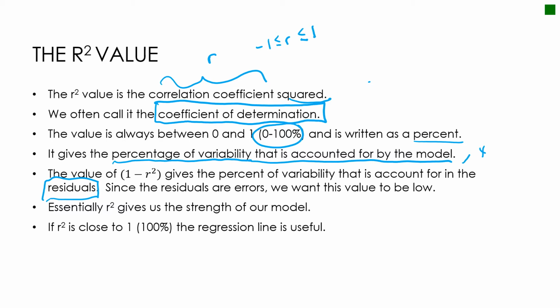So essentially, it gives us the strength of our model. The closer to 100% r-squared is, obviously the more useful it is, but don't ever expect to get an r-squared value of 100%.